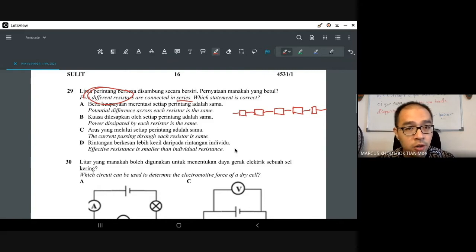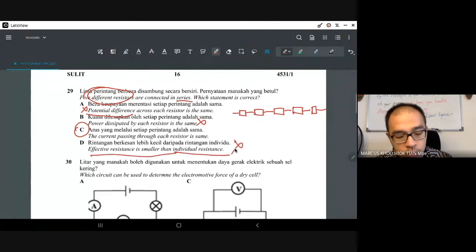The potential difference across the resistor is the same. This is wrong. In a series circuit, it is the current that is passing through the resistor that is the same. Ini adalah fakta lah. The power dissipated by each resistor is not the same because the potential difference is different. The effective resistance is smaller than individual resistance is also wrong, because the effective resistance juga dikenali sebagai the total resistance. For series circuit is campur semua.